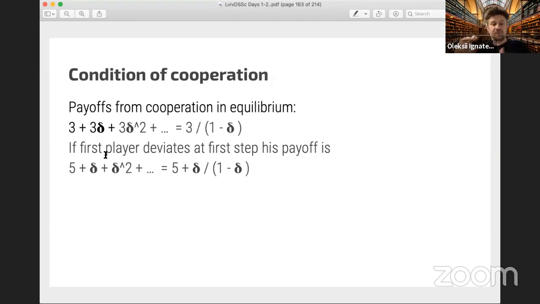And if the first player deviates, it must be clear that the best possible payoff is when he deviates at the first step, because then his payoff will not be discounted later. So the best possible payoff he can get is deviating at the first step, and he gets 5, and then he gets delta divided by 1 minus delta. So it's the future profits of always defecting, discounted by delta because it would be in the next round.